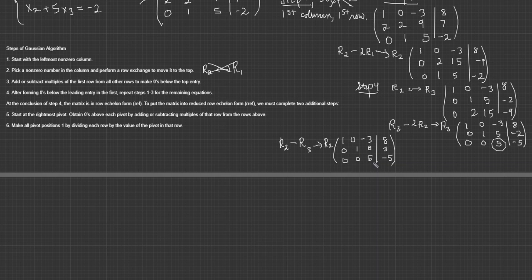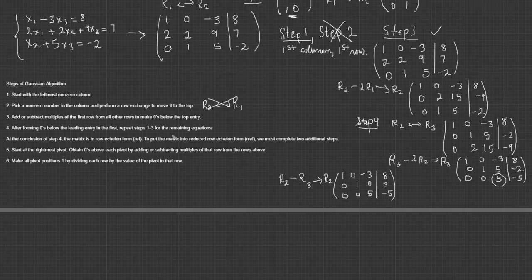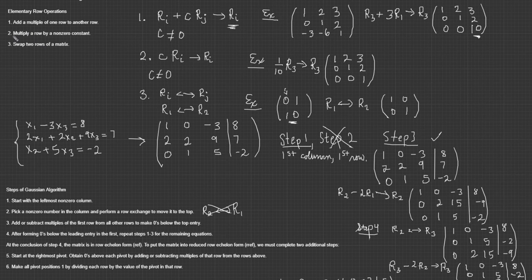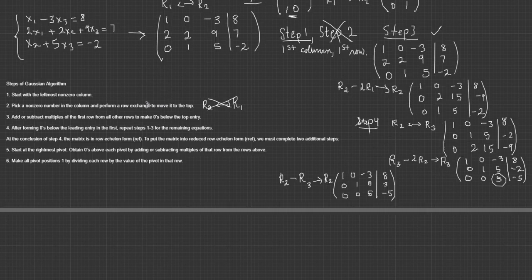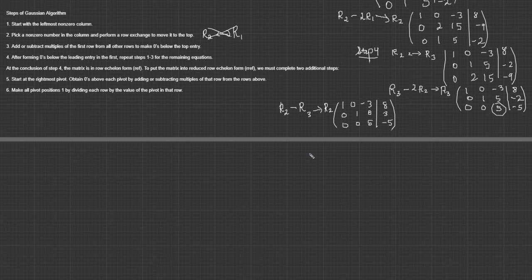So let's go ahead and apply the second elementary row operation, which is when we multiply a row by a non-zero constant. Let's do that to row 3 so that our first entry would be a 1. So if we do 1/5 times row 3, put that back into row 3, that will just leave us with 1, 0, -3, 8, 0, 1, 0, 3, 0, 0, 1, -1.